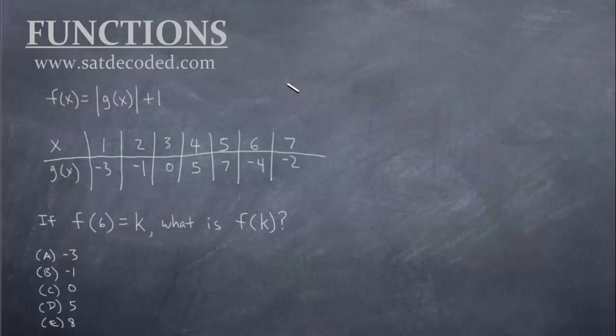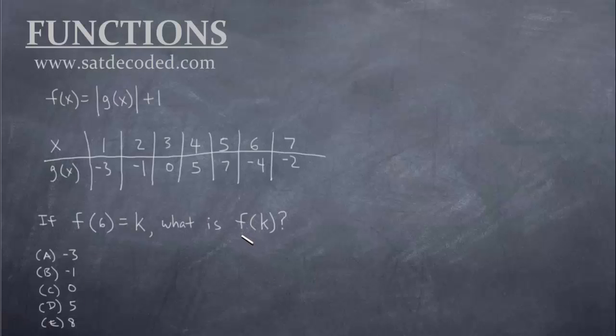Today, we're going to be talking about an advanced concept relating to table functions. This is an example question, and it is a hard level question, so follow along carefully. The question says f of x equals the absolute value of g of x plus 1. They also give us a table here of various values for x, which are inputs, and various values of g of x, which are outputs or y values. The question reads, if f of 6 equals k, what is f of k? And here are our possible answers: -3, -1, 0, 5, and 8.